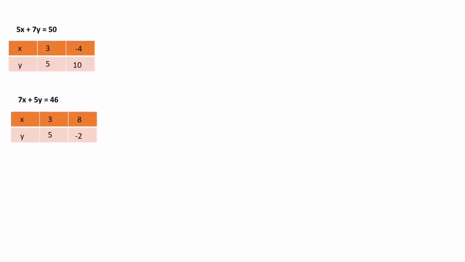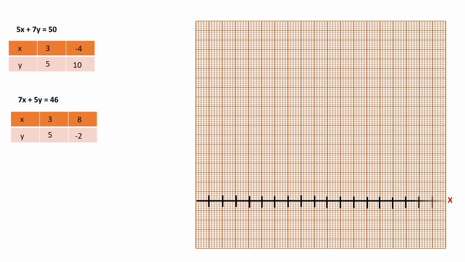Next, let's draw the graphs. For that, write down the table of values, take the graph sheet and draw the x-axis, and next the y-axis. Before plotting the points, let's check the x values. Here the smallest x value is minus 4 and the highest value is 8. So we have to arrange it in such a way that 1 centimeter is 1 unit, or else you may not get enough space in the graph sheet.